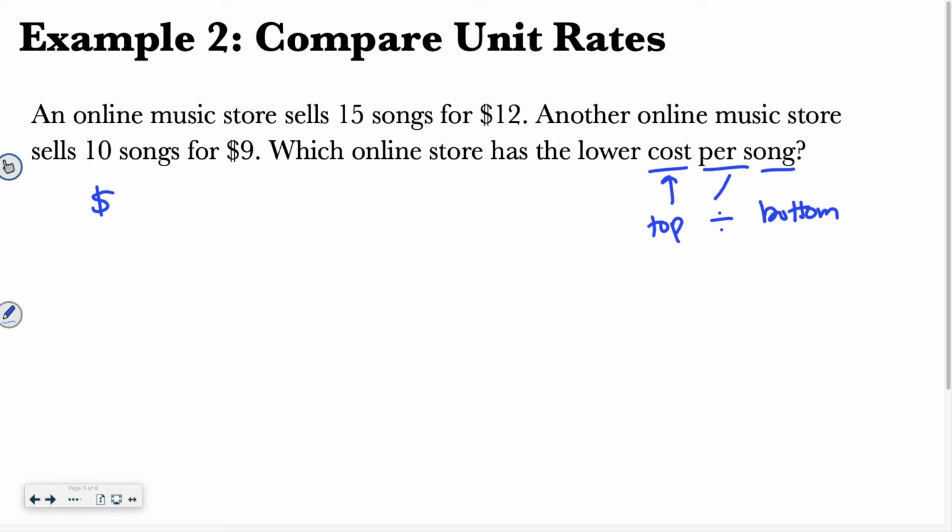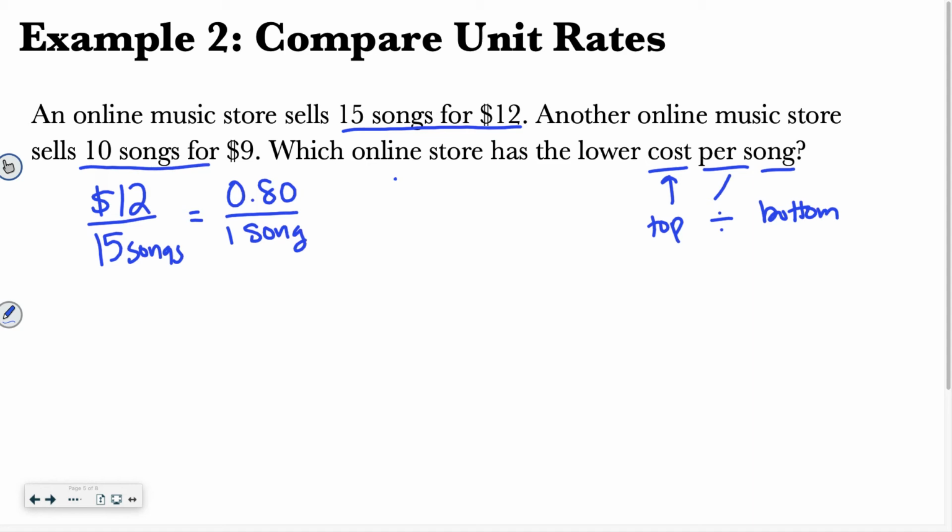So let's look at the first music store. We have 15 songs for $12. So I'm going to do $12 divided by 15 songs. And that works out to be 80 cents per song. And then I'm going to check out the second one, which is $9 for 10 songs, which is 90 cents per 1 song. So which music store has the lower price? That would be the music store that sells 15 songs for $12.